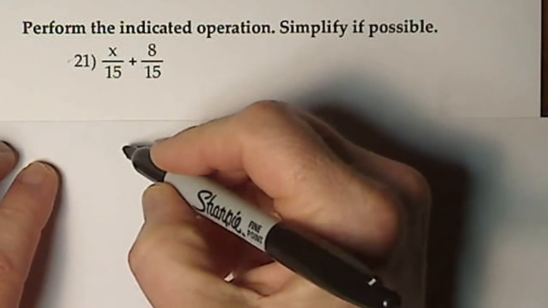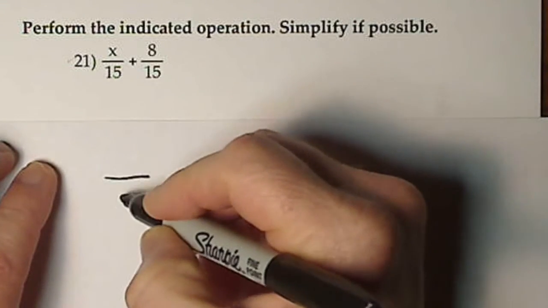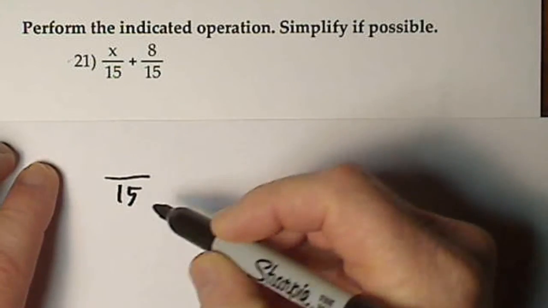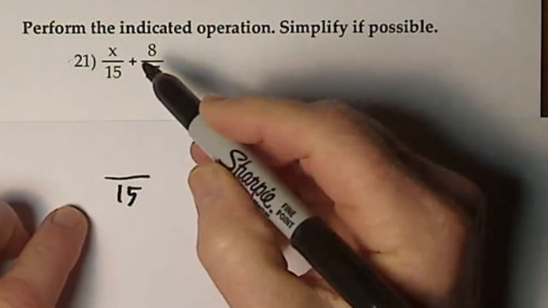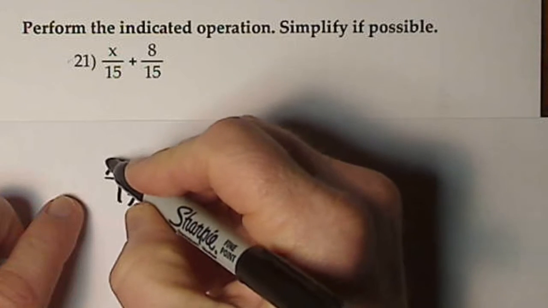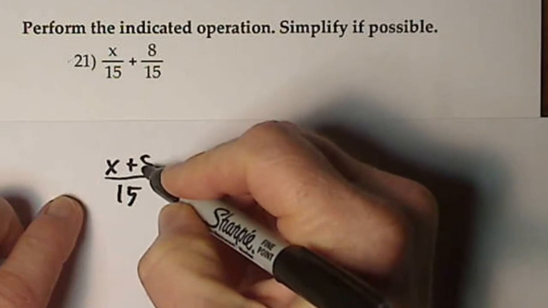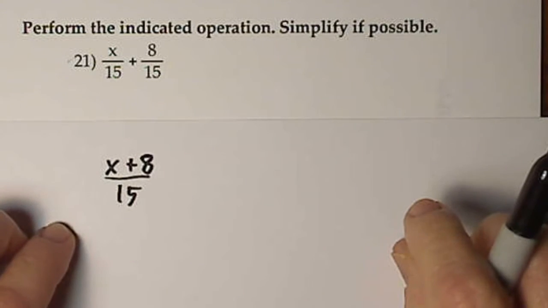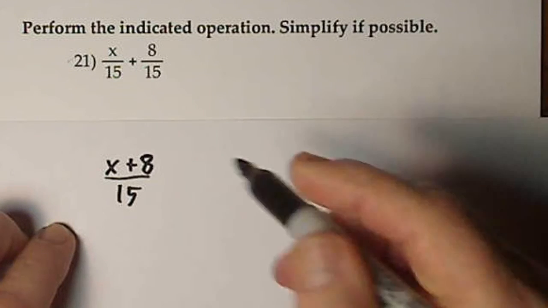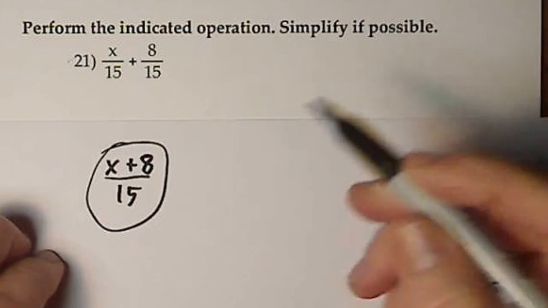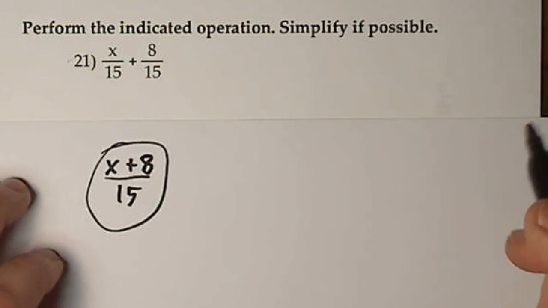So you'll simply get, here's our common denominator, and in the numerators we have x plus 8, and that's all we can do. So this was a slightly unusual one in that you really couldn't go very far.